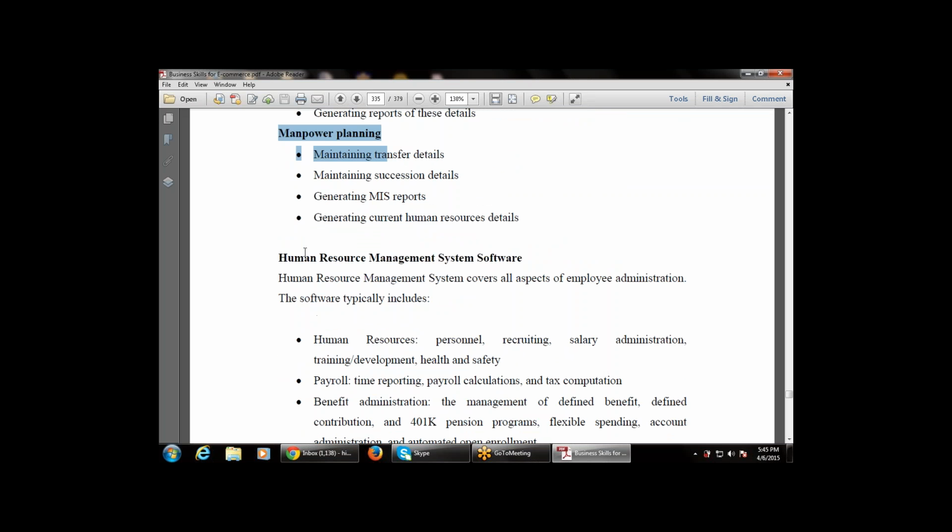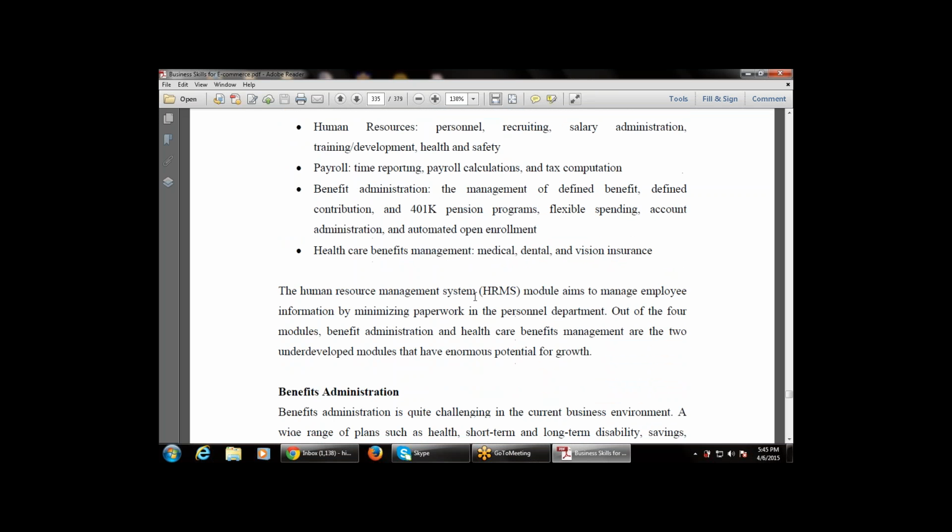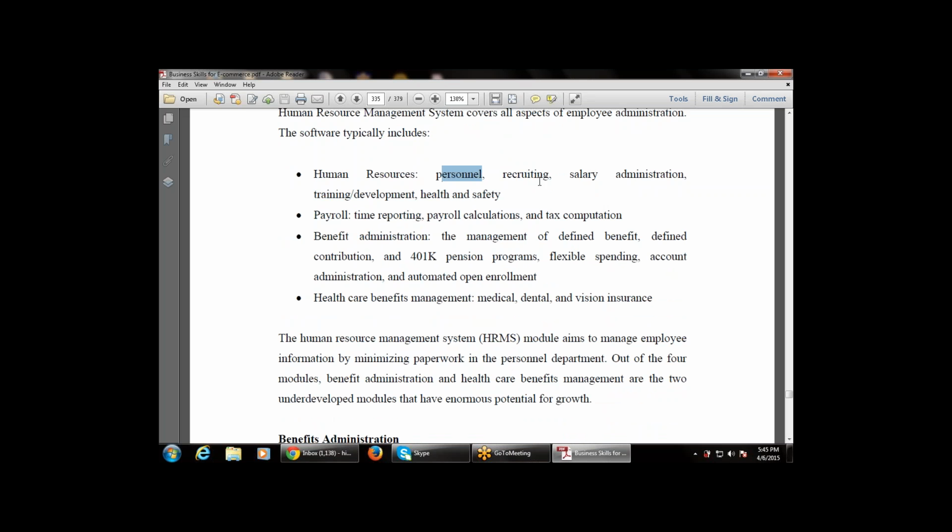Now next is human resource management system software. That is, what type of software is used by HR management. That includes personnel recruiting, that is how many personnel are recruited, and what is the salary, that is the payroll. That includes the time reporting, payroll calculation, and the tax computation. Time reporting means the time that an employee is reporting to the organization, payroll calculation, and the tax computation.